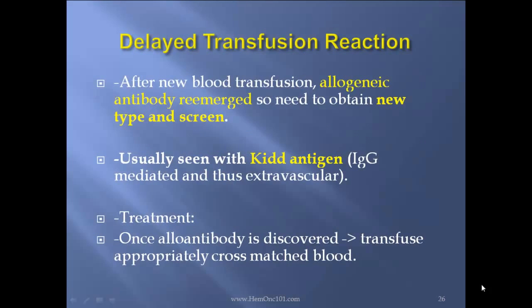After a new blood transfusion, the alloantibody reemerged, so you need to obtain a new type and screen. This is usually seen with the Kidd antigen, IgG-mediated and thus extravascular. Treatment: once the antibody is discovered, transfuse appropriately cross-matched blood.